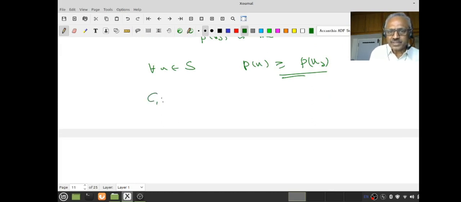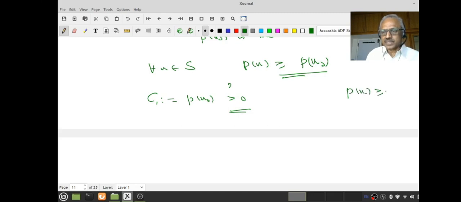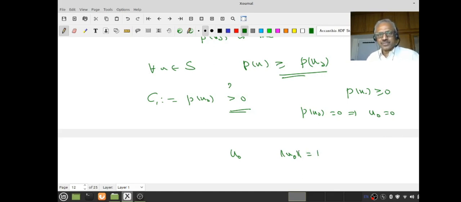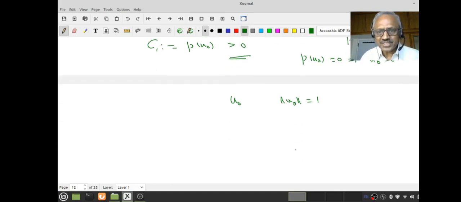If I take C1 equal to P of u0, I have to ensure this is positive. Remember, P is a norm function, therefore P of u0 is always greater than or equal to 0. Can it be 0? Suppose P of u0 is 0. Since P is a norm, that will mean u0 is the zero vector. But u0 is a unit vector, therefore its Euclidean norm should also be 0, because u0 is the zero vector. But I know with respect to the Euclidean norm it's 1. This is a contradiction.